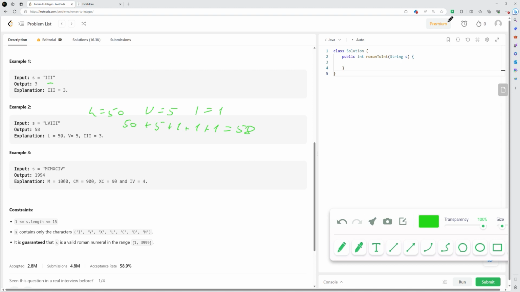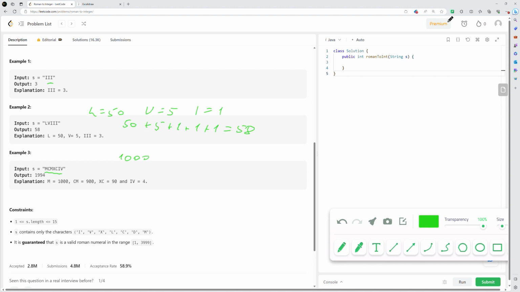Okay, now to a more complex example, we have this input string. So we will have 1000, which is M.